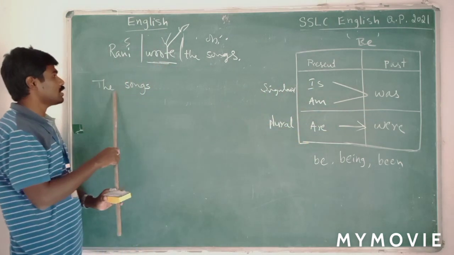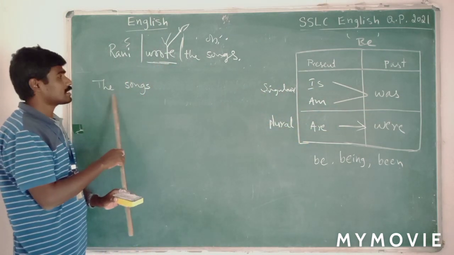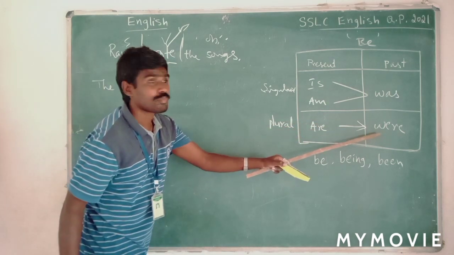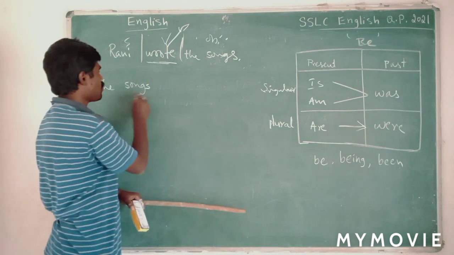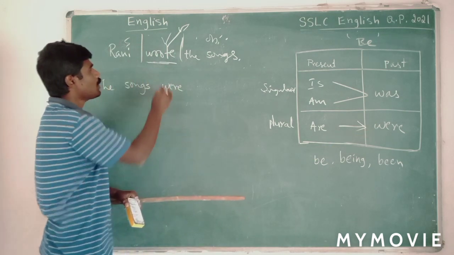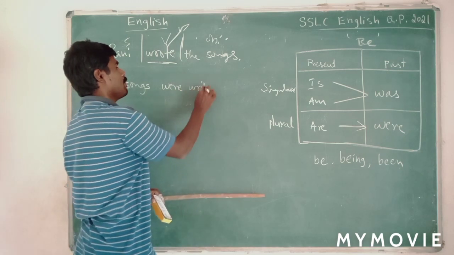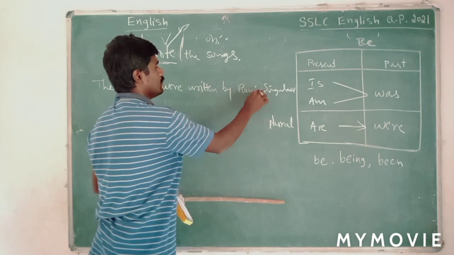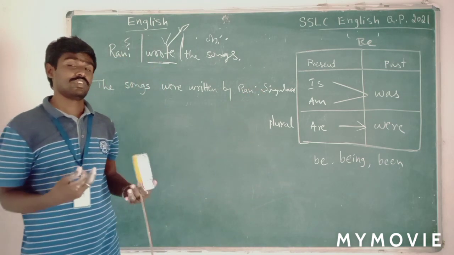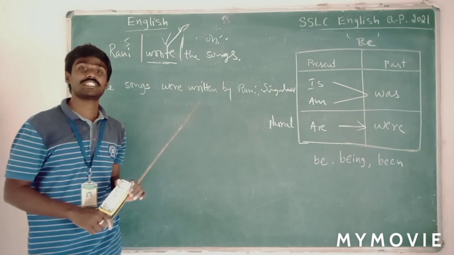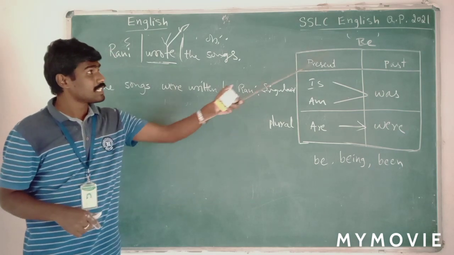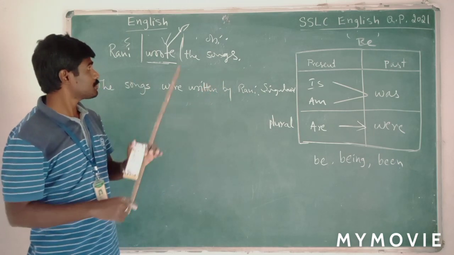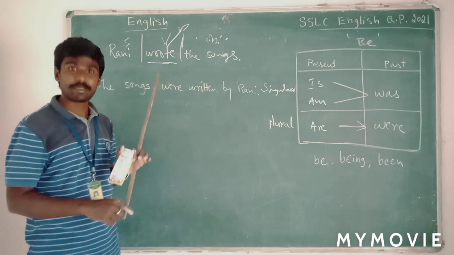It is based on the subject. The subject is plural, songs. Now the plural verb, plural were, right? The songs were, what is the V3 form? Written. Written by Rani. Now this is how we should change the active voice sentence into a passive voice sentence by using this be verb table and by using all these steps, right?